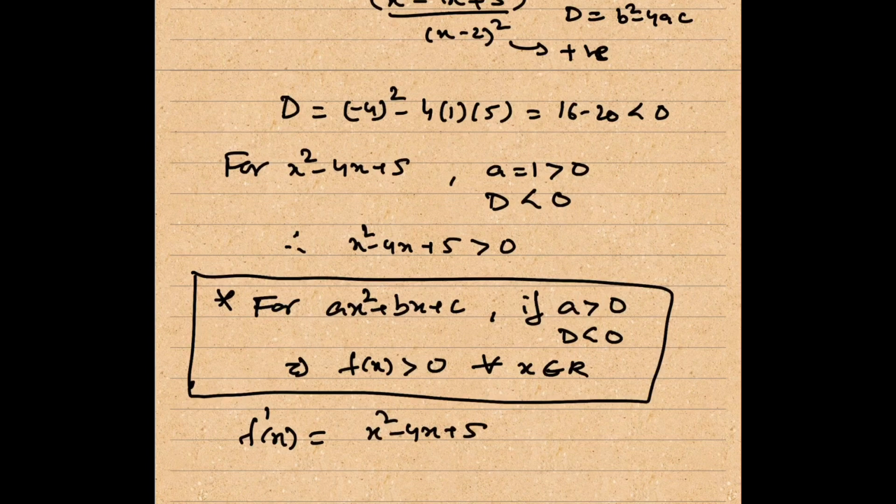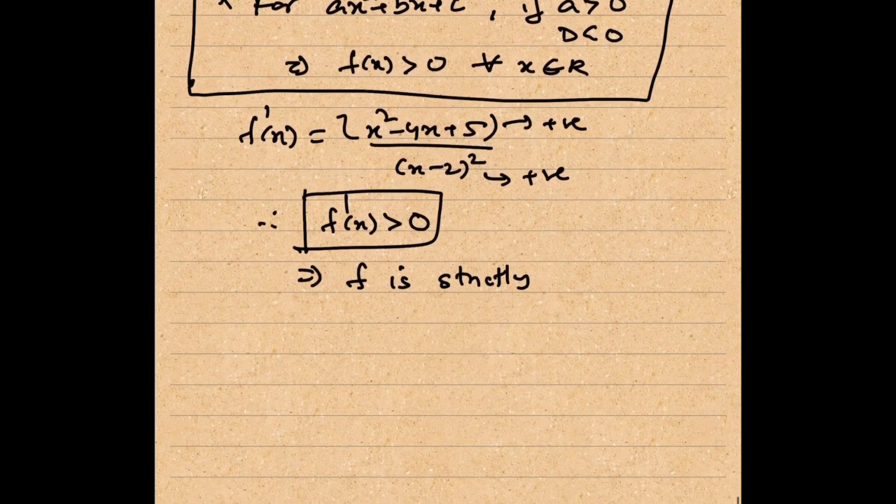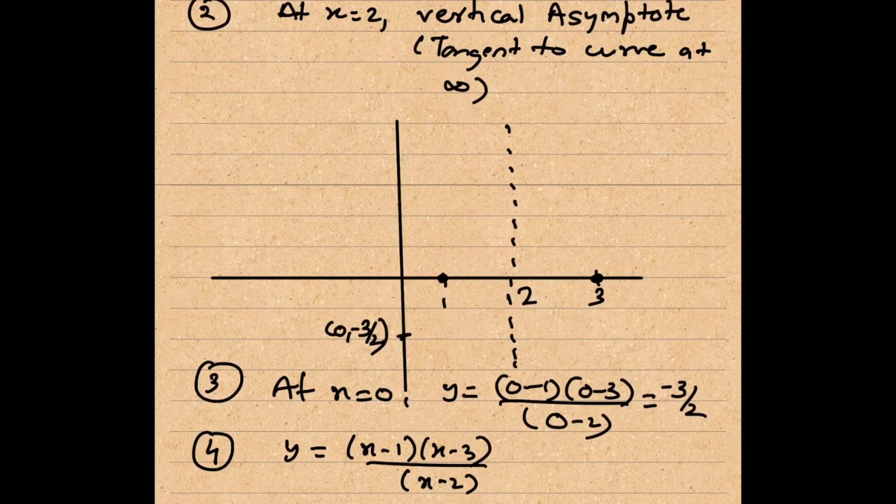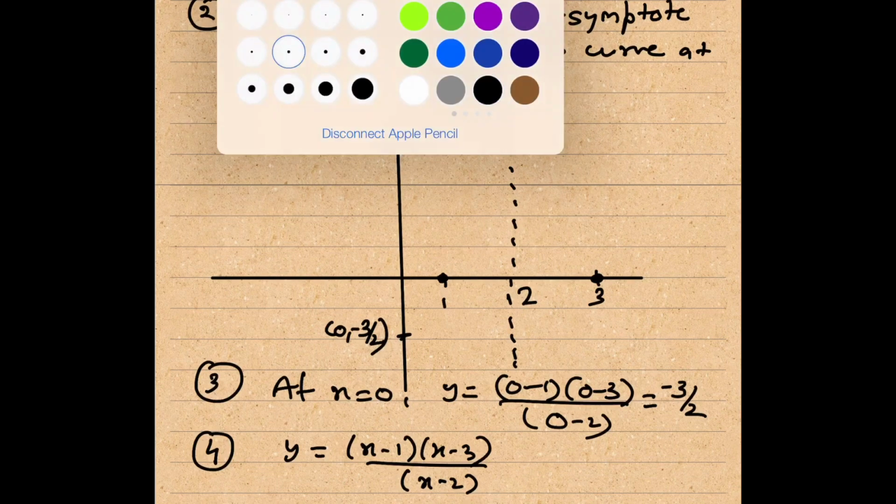So applying this logic, let's go back again to the differentiation. So we got this as the differentiation. We already saw that the denominator is positive because it's a perfect square, and by this logic of quadratic equations we know that the numerator is also positive. Therefore f dash x is always positive. This implies that f is a strictly increasing function. So let's utilize all this information to plot the graph of the function.